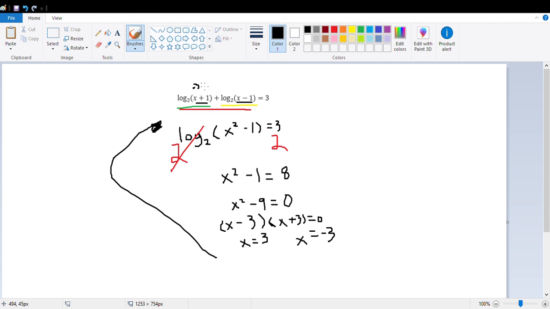Well, if I put in a negative 3 for this x here, and if I say negative 3 plus 1, well, that's a negative 2. I can't have a negative in a logarithm. So that's not allowed. I can't do that. That's extraneous. But if I use the positive 3, I get the log base 2 of 4 plus the log base 2 of 2, and that indeed will equal 3. So we have one solution here, 3.